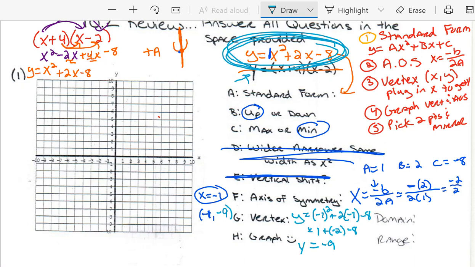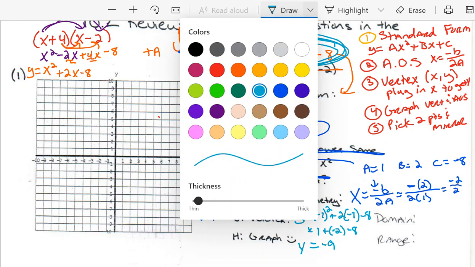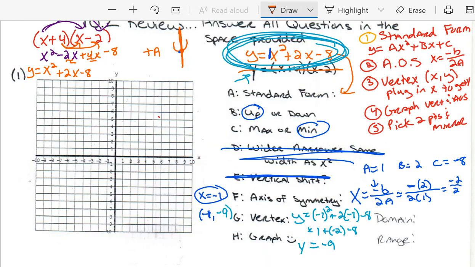It's a point. So now, again, my next step was to graph the vertex and the axis of symmetry. My axis of symmetry is x equals negative 1. So that's this vertical line, and it's always x equals, so it's a vertical line. You go to that value on the x-axis, and you make a vertical line straight through it. And then my vertex is negative 1, negative 9.